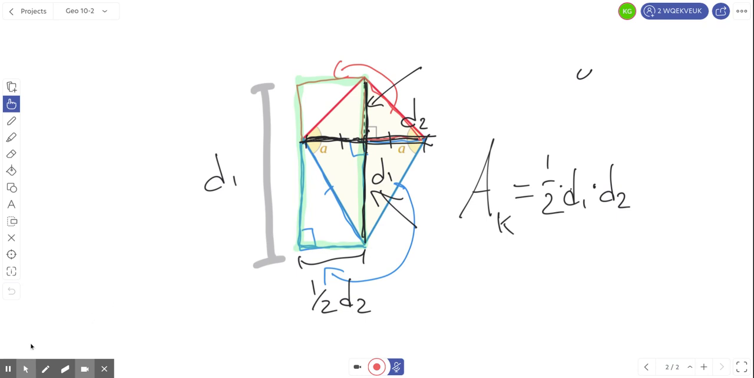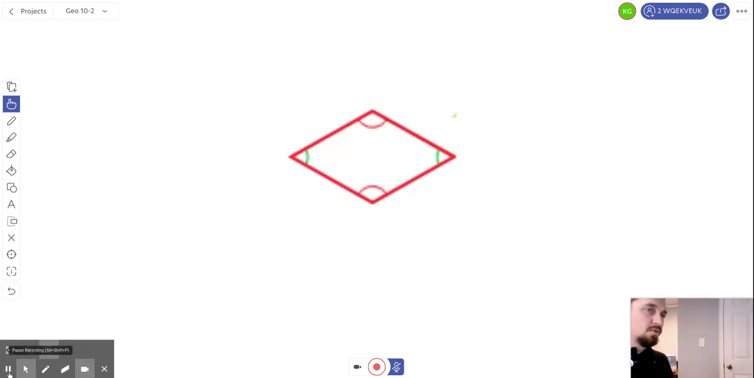Well, let's just do rhombuses right now, because rhombuses are really similar to kites. So here's a rhombus, and the thing about a rhombus is that all 4 sides are congruent. So all 4 sides are the same length.